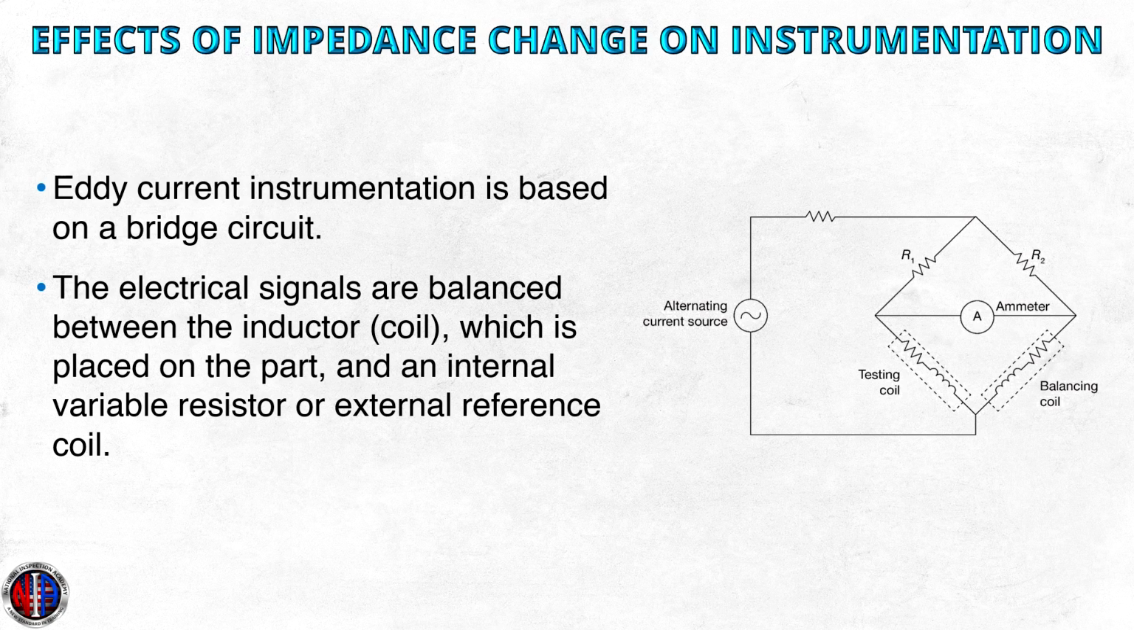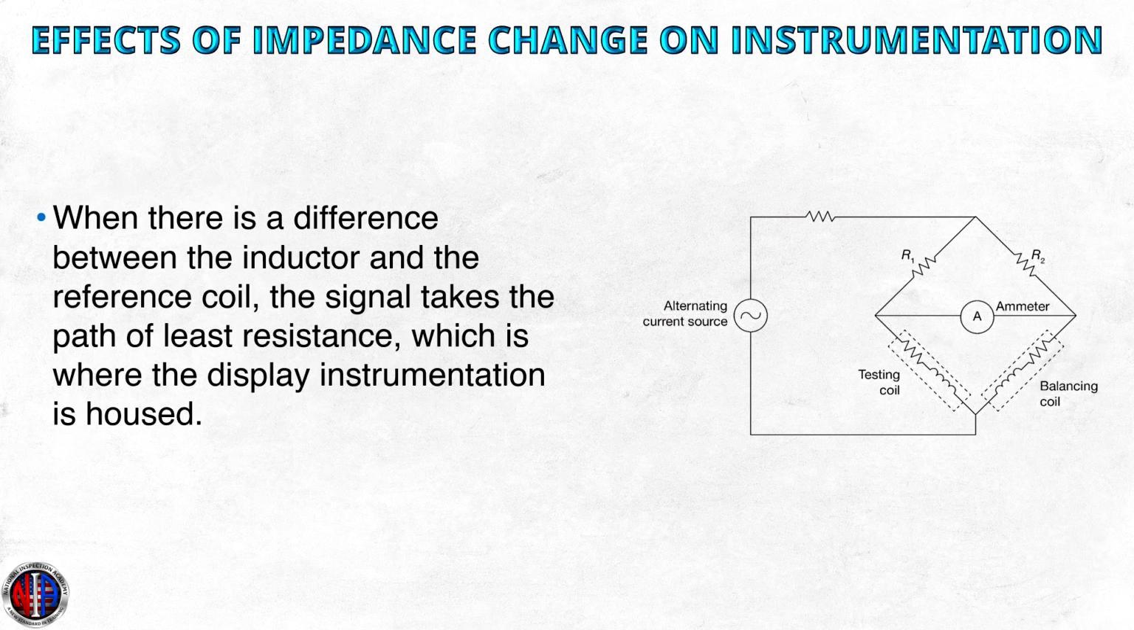The electrical signals are balanced between the inductor, meaning the coil, which is placed on the part, and an internal variable resistor or external reference coil. When there is a difference between the inductor and the reference coil, the signal takes the path of least resistance, which is where the display instrumentation is housed.